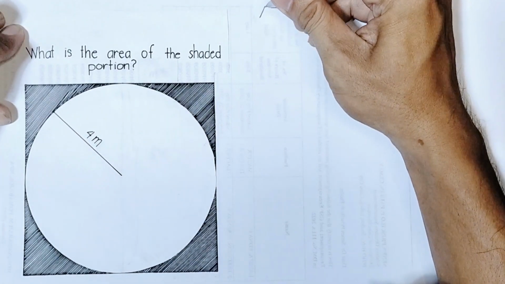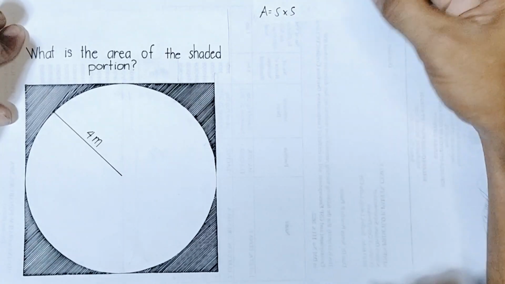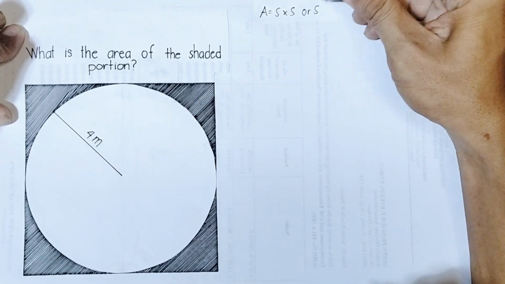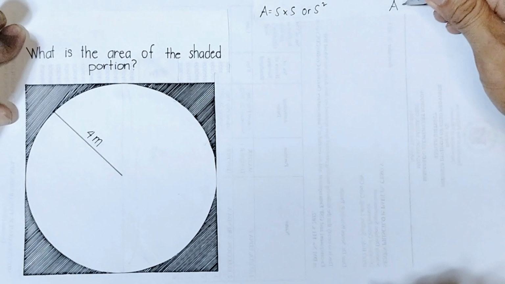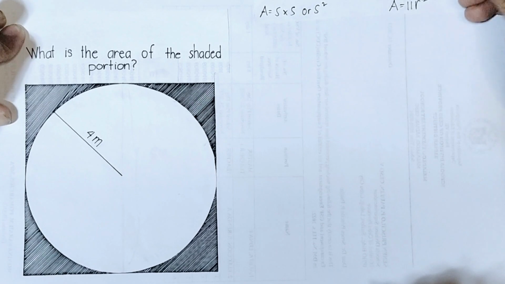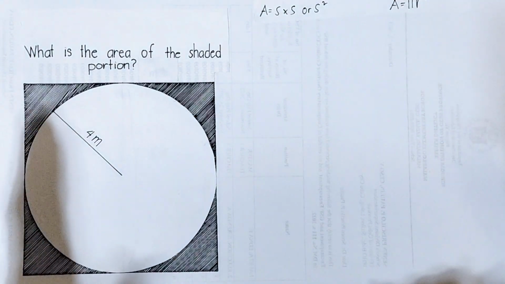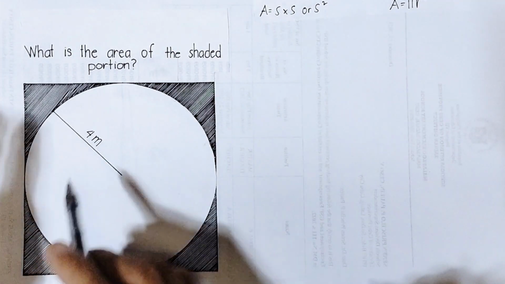So we have A is equal to side times side, or S times S, or S squared. We also have the area of the circle, which is pi r squared. So these two formulas are very important in order for us to solve the area of the shaded portion.